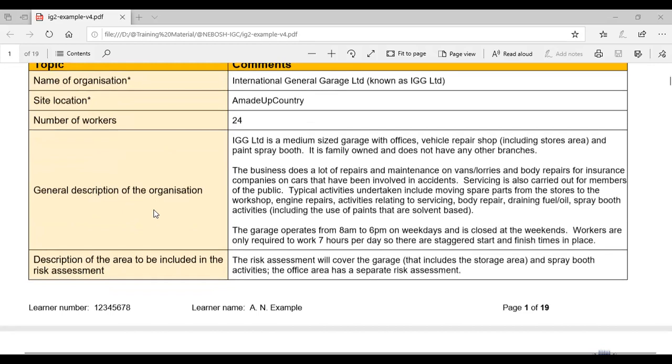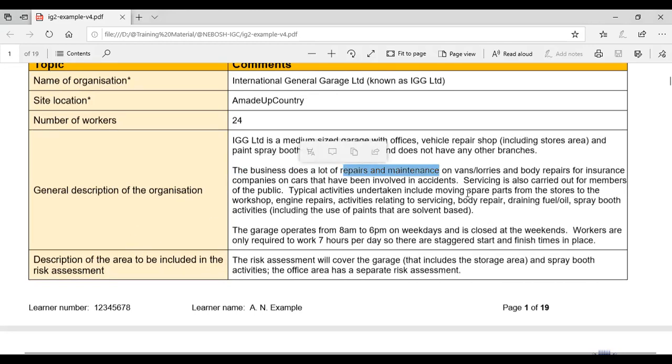Then what is the general description of the organization? Most of the general description you can get even from the website of your company or any of your safety manuals. Always there is an introduction or general description of the organization. What are you doing? What type of products or services are you providing to the market? Like, ISCG is a medium-sized garage with offices, vehicle repair shop, including stores and paint spray booth. It's family-owned and does not have any other branches. So what do they do? Repairs and maintenance.